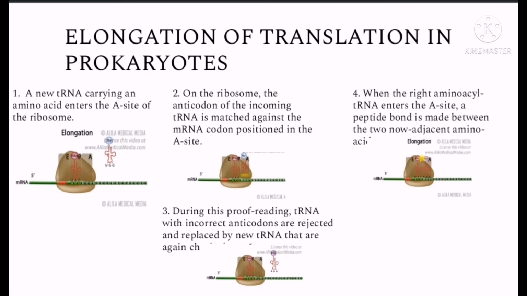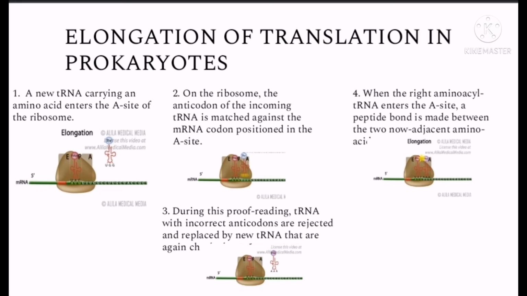Now, in this elongation of translation in prokaryotes, there's a new tRNA in this picture, and of course, as we said earlier, the A site is the entrance for the new tRNA to come. The second part is on the ribosome. In the large ribosome, the anticodon of the incoming tRNA is matched against the mRNA codon positioned in the A site.